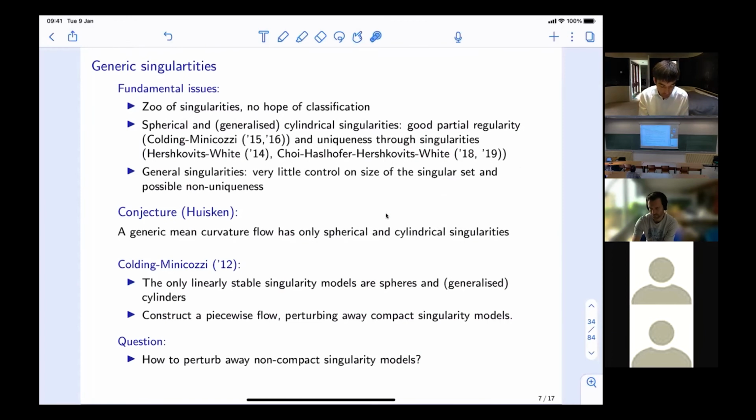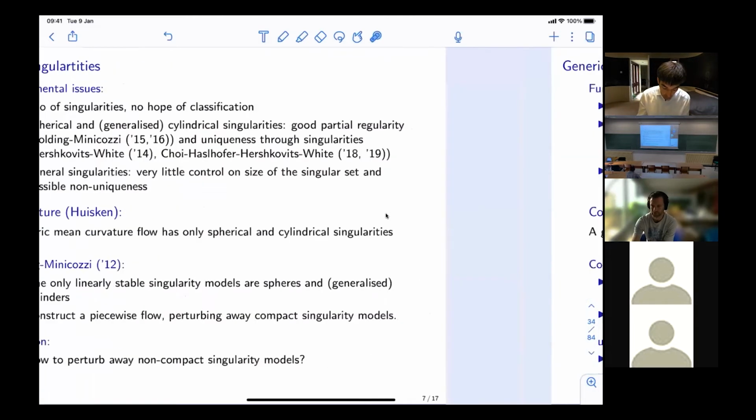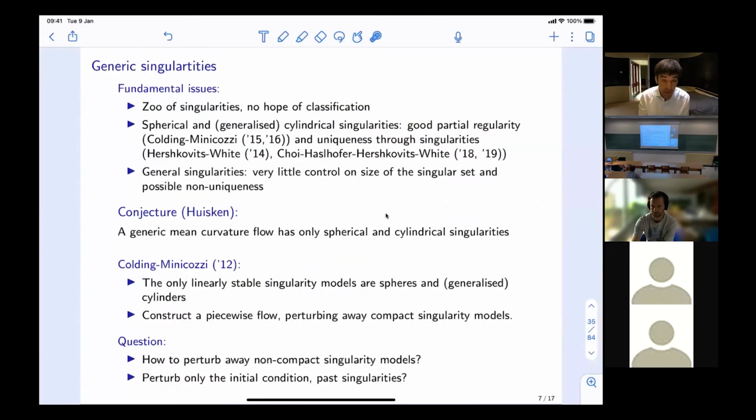Now, the question is how can we perturb away non-compact singularity models like asymptotically conical shrinkers? What we actually would like to do is to only perturb the initial condition. We wiggle the initial condition a tiny little bit, and then we make sure that there are no other non-generic singularities. What we would really like to do is make this even work past singularities.